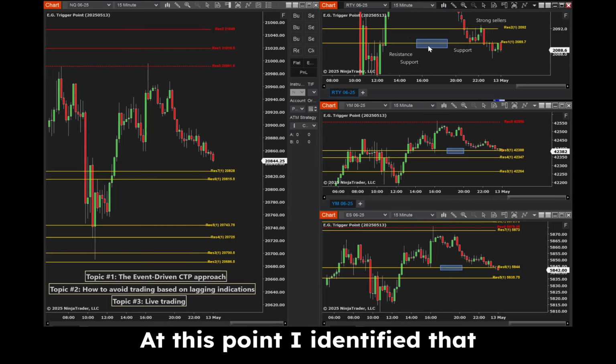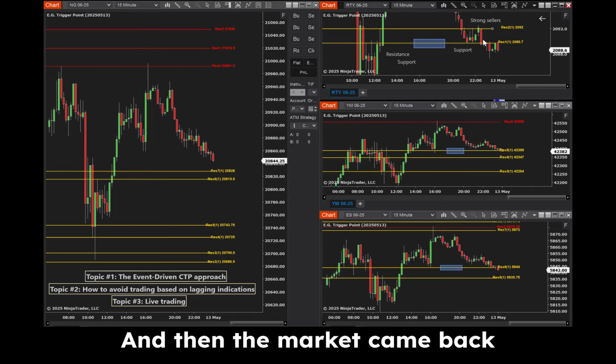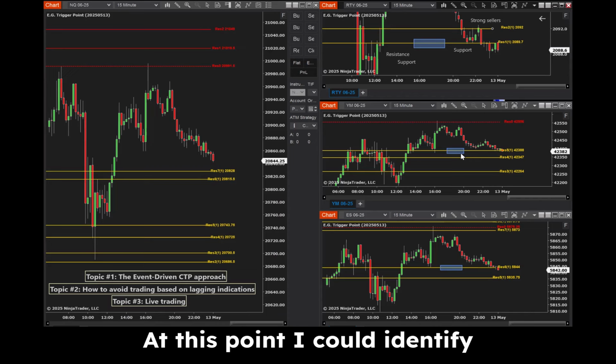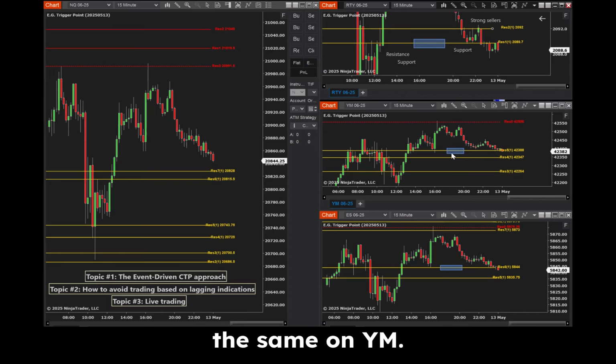Still support. At this point, I identify that this line is equivalent to YM and ES. Bounced off support. We could see strong sellers. And then the market came back and it broke. Okay, this is what RTY did. At this point, I could identify that this support line behaved the same on YM. But now this is a support line, but RTY broke.